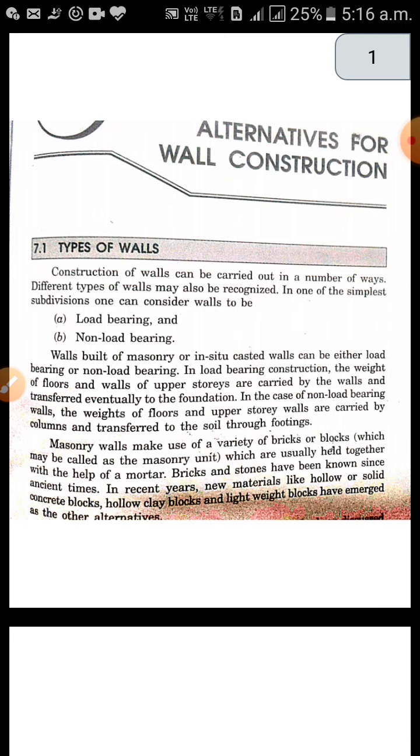So, what is load bearing? We already know, framed construction. So, you have a combination of columns and beams, and then you infill the walls. That is load bearing. And non load bearing, you can have bricks or any other suitable material. You can just have walls, you don't have columns or beams.